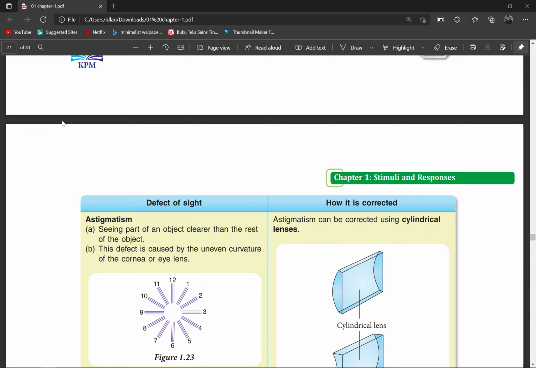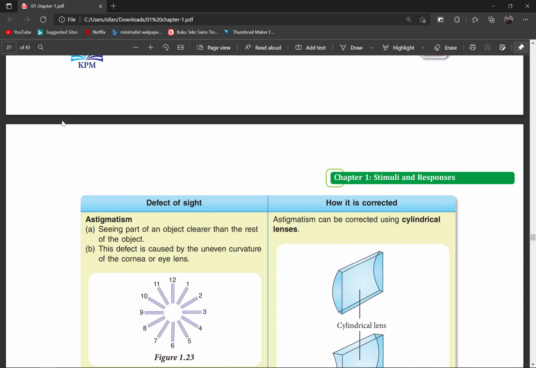Lepas tu kita ada long-sightedness. Yang ni inability to see near objects clearly. Okay, and then they appear blurry because the image forms behind the retina. Ini behind. Long-sightedness, behind. Okay, how is it corrected?